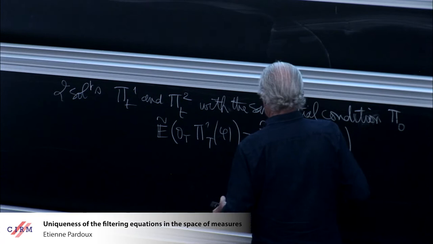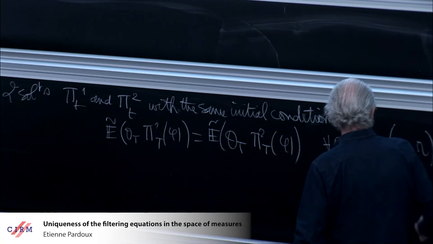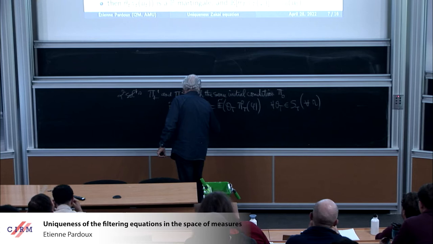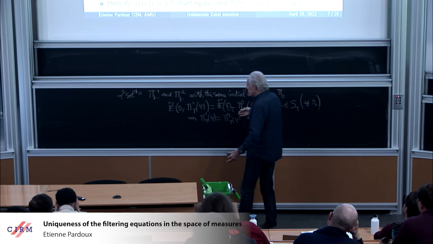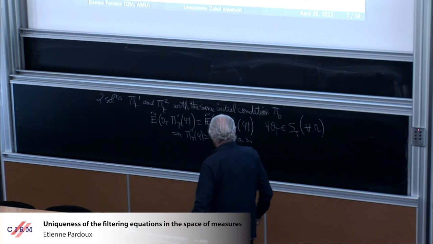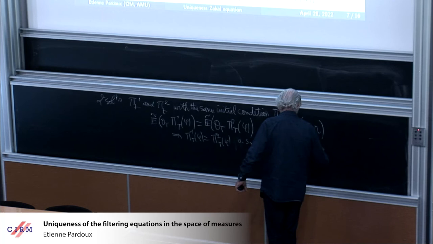Now, if this is true for all theta t in my sets st, which I had before, this means for all r in L infinity, then I have that pi 1t of phi equals pi 2t of phi almost surely. And then if I have this for a rich enough class of smooth functions phi, then I get that the two random measures pi 1t are the same, and this is true for all t, then I have my uniqueness.